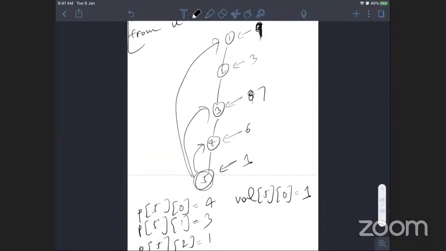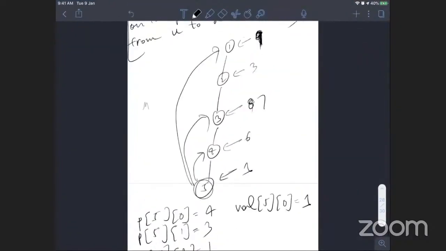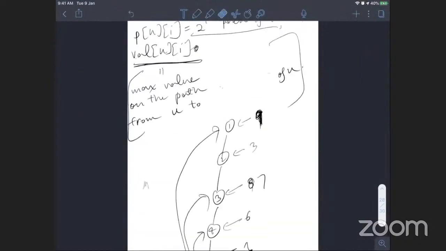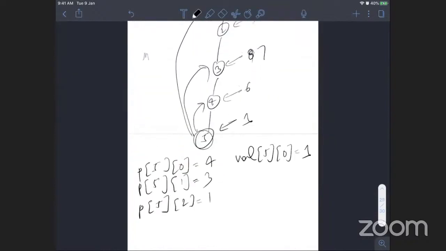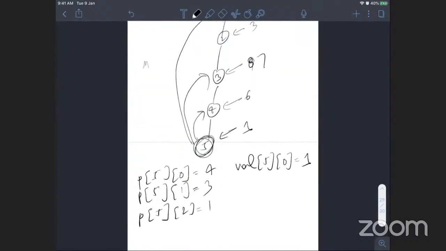Okay, so technically, I made a small blunder here. It's actually this. Max value on the path from u to 2 to the power i minus 1, where 2 to the power i minus 1, minus 1 is outside, the parent of it. On this path, what's the maximum value? So val 5 0 will be this guy's own value, because from path 5 to 4, from path 5 to 5, I'm technically talking about. Now, what will val 5 1 be?